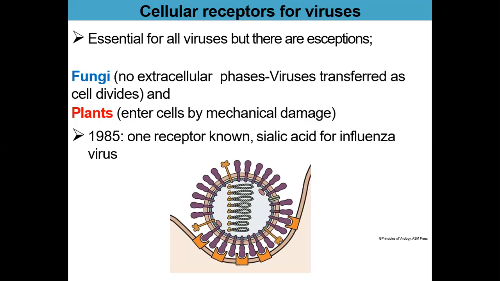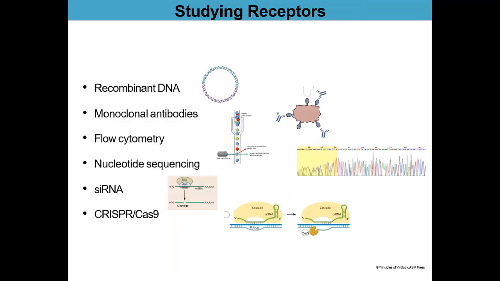Normally, a vaccine takes 8 to 10 years, but we have almost 11 months since the infection of the coronaviruses, and the vaccine is going to be available very soon. So things have changed over time. So how are you going to study the receptors? First of all, recombinant DNA technology is used, and then we have monoclonal antibodies, flow cytometry, nucleotide sequencing, small interfering RNA and CRISPR-Cas9.